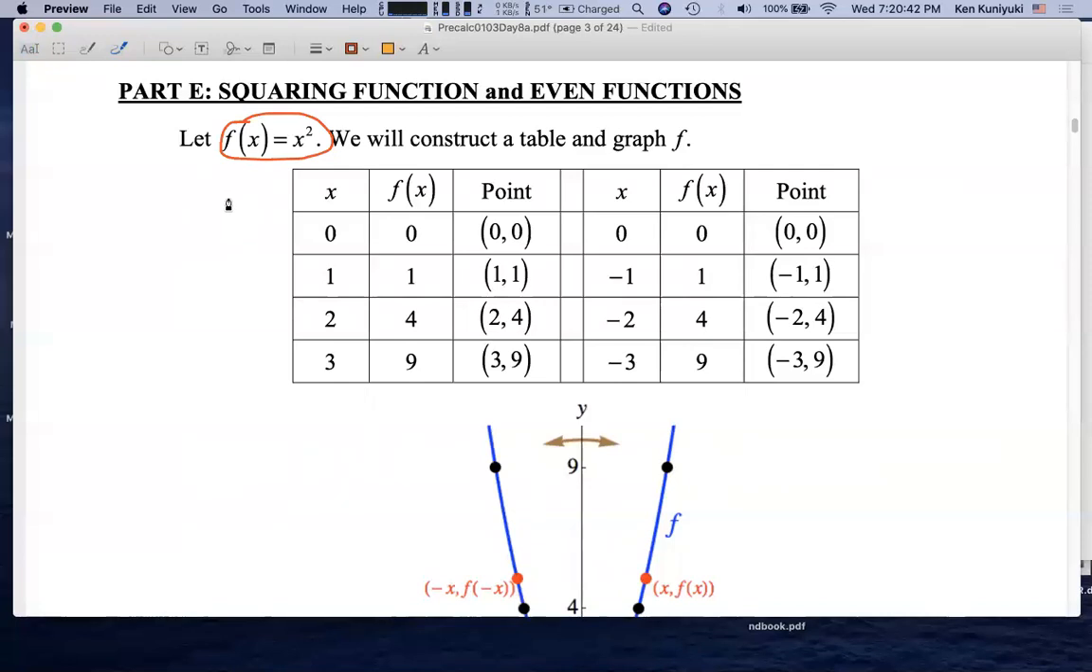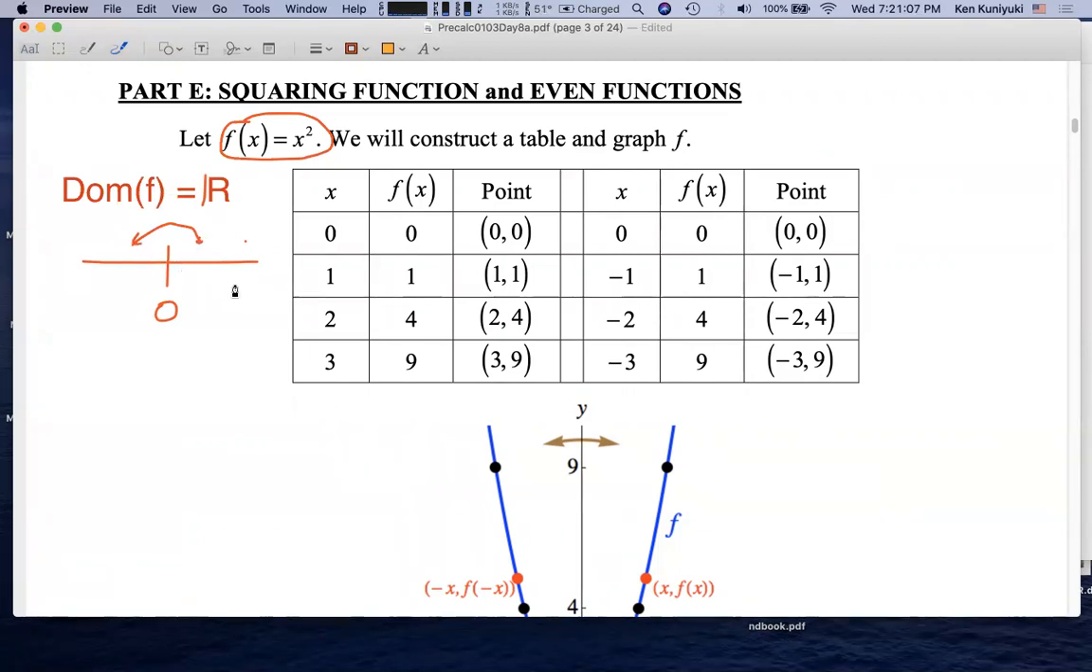And this was an even function. We assumed that the domain was the implied domain of all real numbers. The domain of f was assumed to be all real numbers. Remember, in order for a function to be even or odd, the domain must be symmetric about 0. R itself is symmetric about 0.